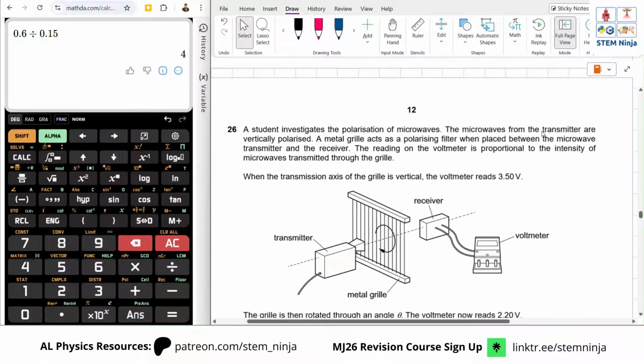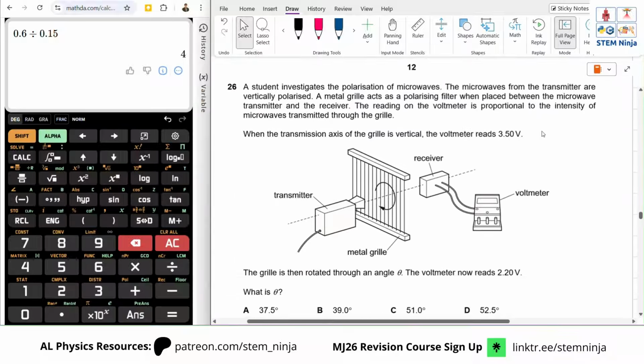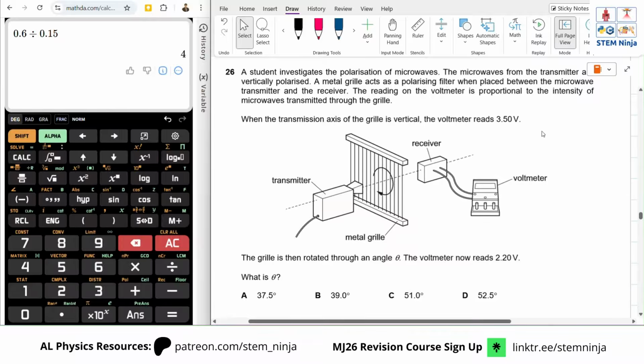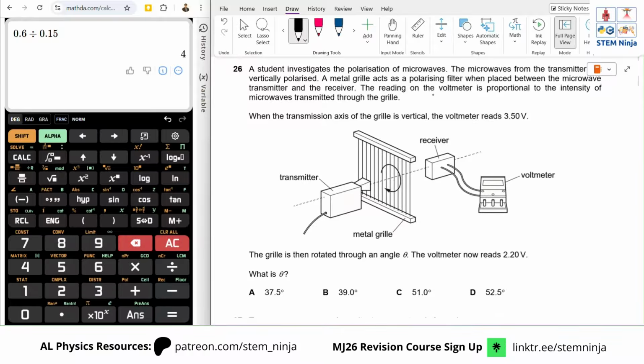Right, my bad. A student investigates the polarization of microwaves. The microwaves from the transmitter are vertically polarized. The metal grill acts as a polarizing filter when placed between the microwave transmitter and receiver. The reading of the voltmeter is proportional to the intensity of microwaves emitted through the grill. When the transmission axis of the grill is vertical, the voltmeter reads 3.5 volts. The grill is then rotated through an angle theta. The voltmeter now reads 2.2 volts.